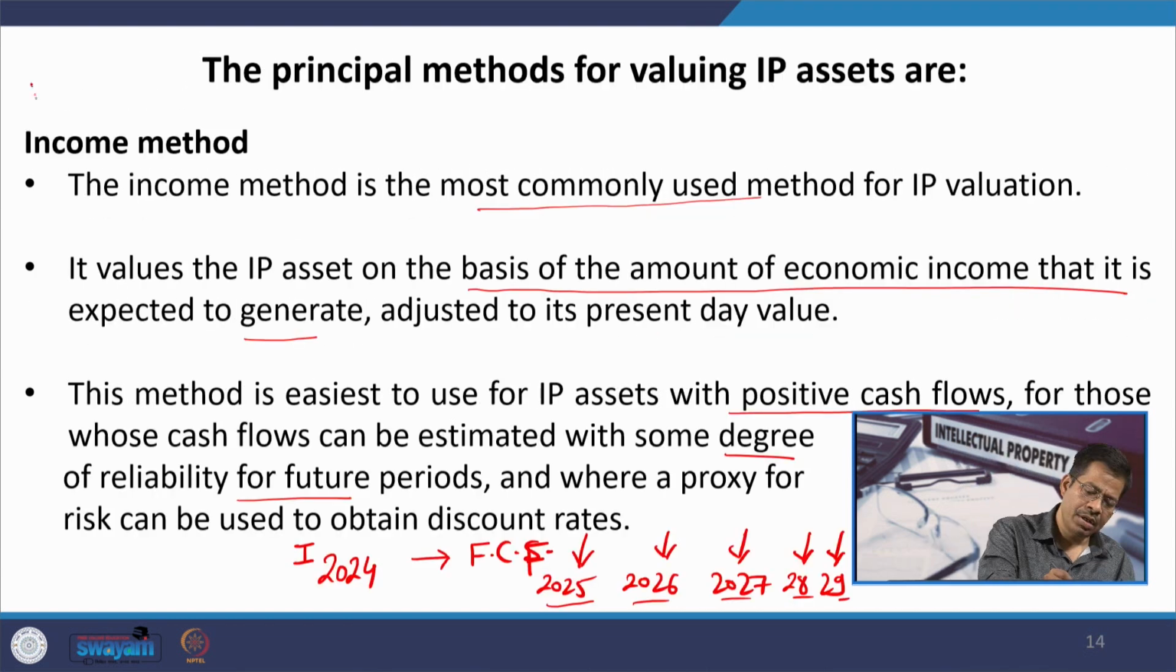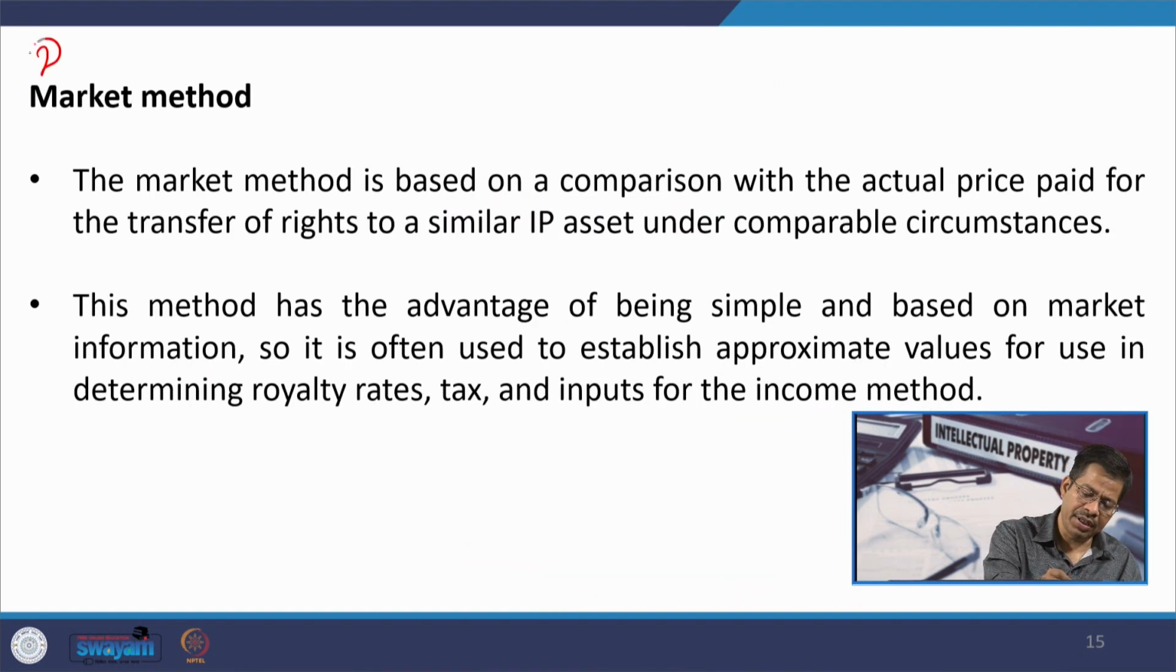The second method after the income method is the market method. Now, the market method is based on a comparison with the actual price paid for the transfer of rights to a similar IP asset under comparable circumstances. Say I developed a technology for electric vehicle batteries, and because of this technology I am now able to recycle batteries. This is how the charge in the battery can be completely discharged, so that the recycling of the battery becomes easier.